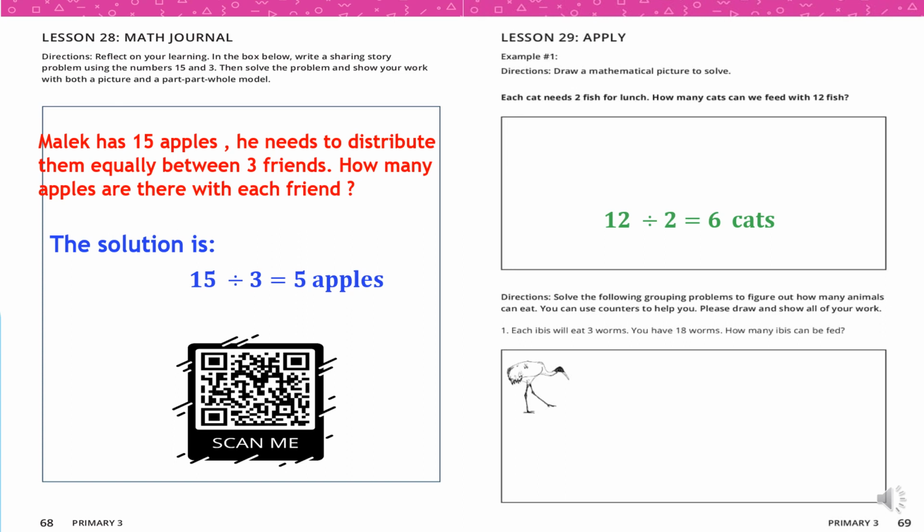In the next one, each ibis will eat 3 worms. Each ibis, this is an animal called ibis, will eat 3 worms. You have 18 worms. How many ibis can be fed? So the whole number is 18, and each ibis eats 3 worms. So 18 divided by 3, we can feed 6 ibis.